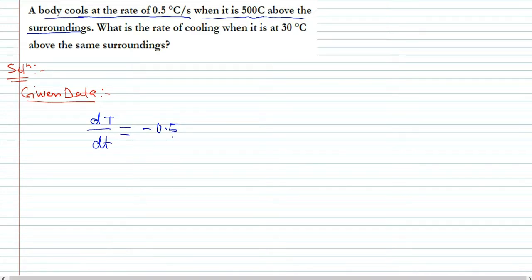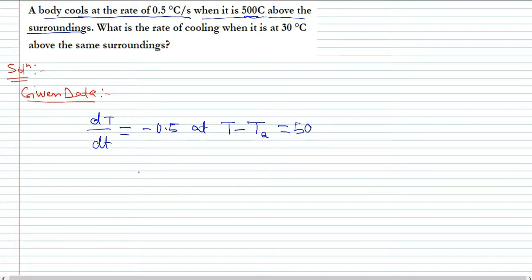Because it's cooling when its temperature, when it is 50 degrees above the surroundings. At, what does that mean? It means when you subtract the surrounding temperature from the temperature of this body, then it is 50 degrees centigrade. That's what it means when it is 50 degrees centigrade above the surroundings. It means the temperature of the body, say it's T, minus the temperature of the surroundings, TA, the ambient or room temperature, is equal to 50 degrees centigrade. We are assuming this 50 is in degrees centigrade.